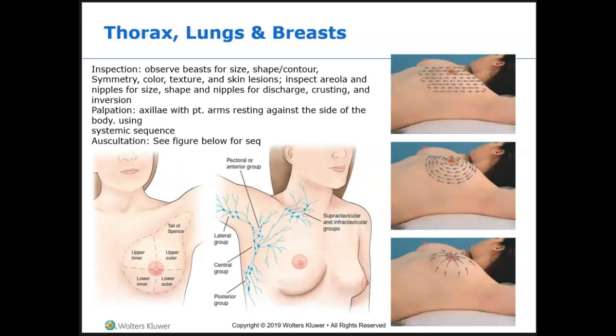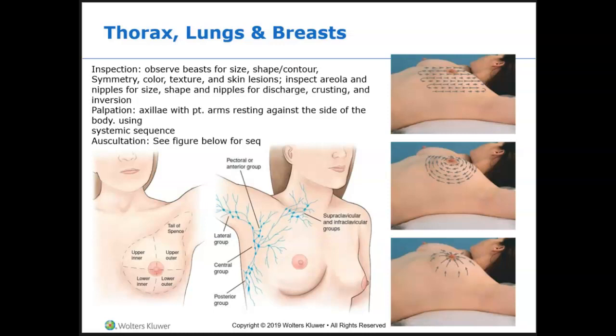Thorax, lungs, and breasts. So we're going to inspect the breasts. We're going to have the patient rest their hands at the side of their body, then on the hips, and then finally above the head. With the patient holding each position, you're going to inspect the breasts for size, shape, symmetry, color, texture, and skin lesions. You're going to inspect the areola and nipples for size and shape, as well as inspect the nipples for discharge, crusting, or even inversion. See the figure on the right.